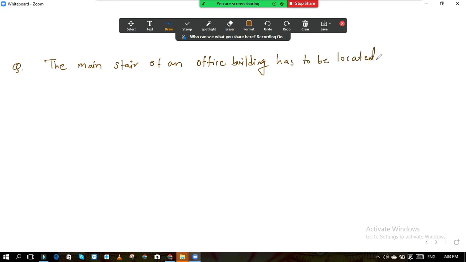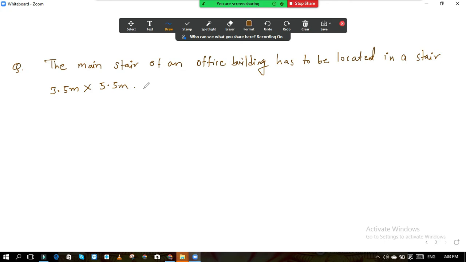Write down the problem. So question: the main stair of an office building has to be located in a stair 3.5 meter by 5.5 meter.